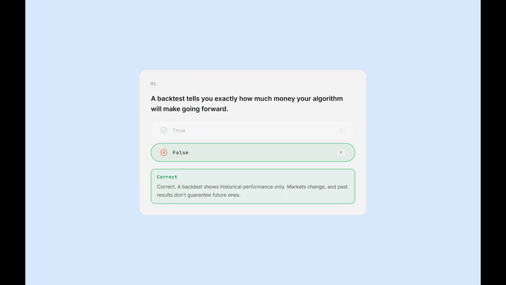And the correct answer is false. A backtest shows you how the algorithm would have performed on past data, not what it will do in the future. Past performance doesn't guarantee future results.